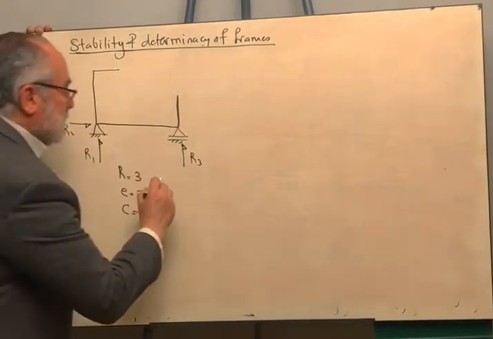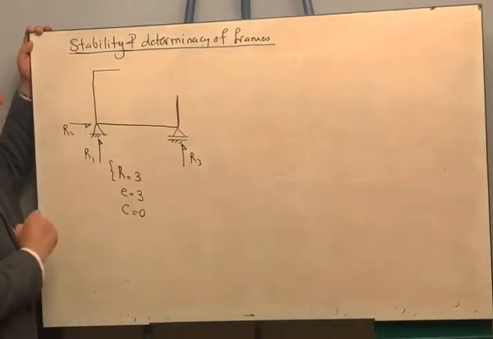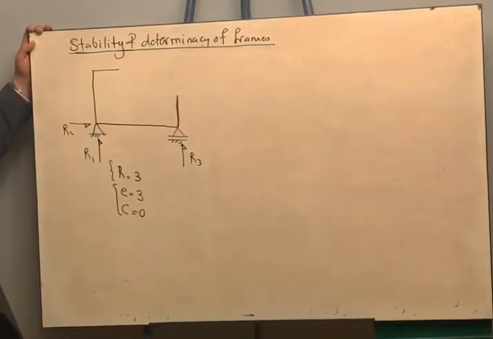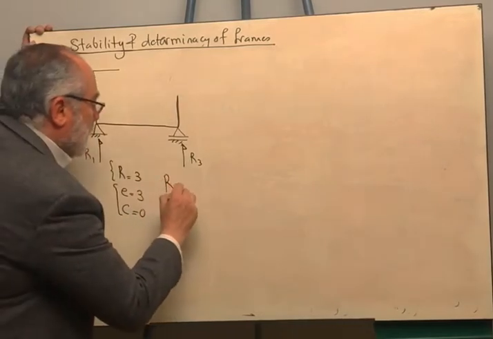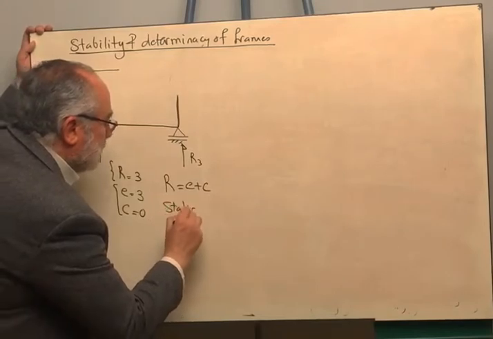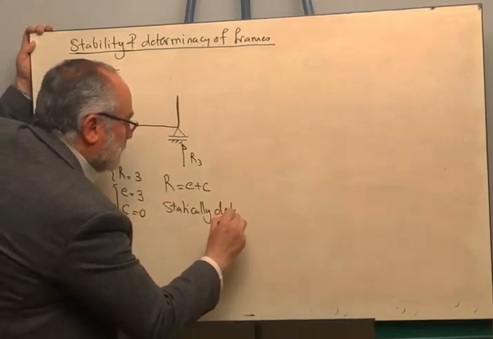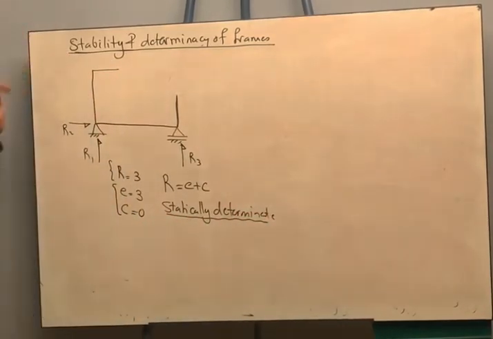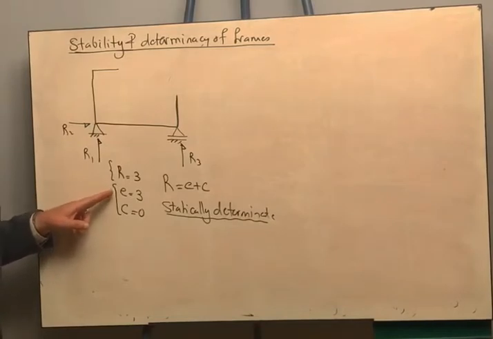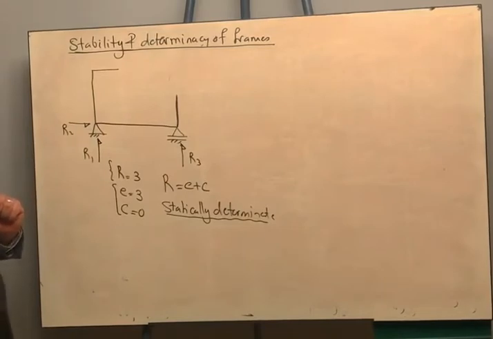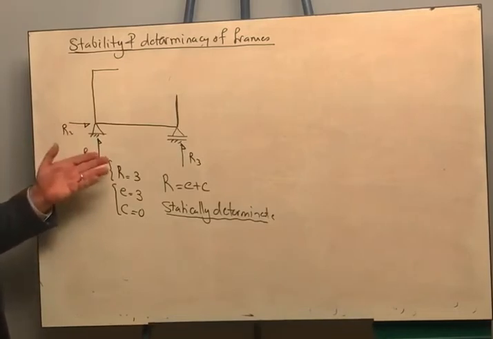This means that the total number of unknowns, which is the reaction, is equal to the total number of equations that we have, the equilibrium and the condition equation. So therefore this is R is equal to E plus C. So therefore it is statically determinate. What is the meaning of statically determinate? It means that you don't need except the equilibrium equation and the condition equation to solve for the external support reactions.